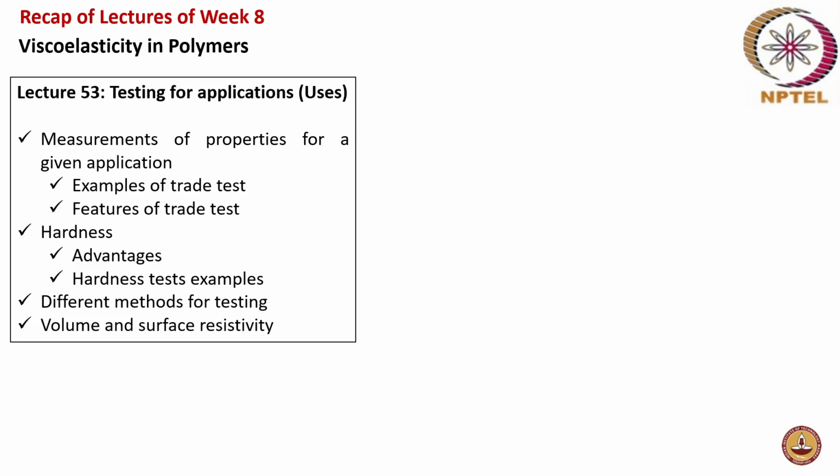So what are the different types of trade tests, and what are the material properties you could estimate using trade tests, was discussed. For example, certain trade tests can be on measurement of hardness and scratch resistance, puncture resistance, tear strength. These are some of the parameters for which trade tests are available.